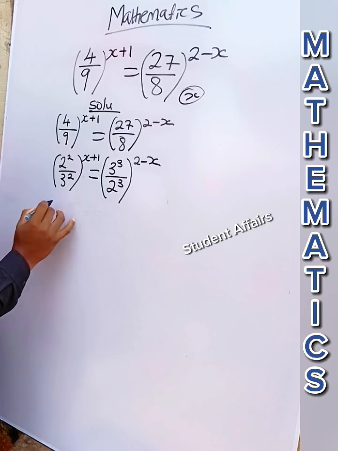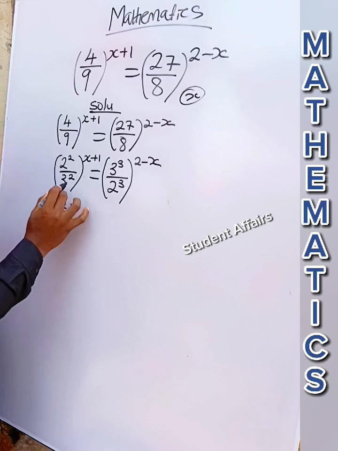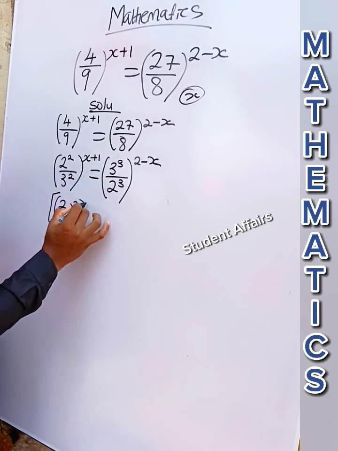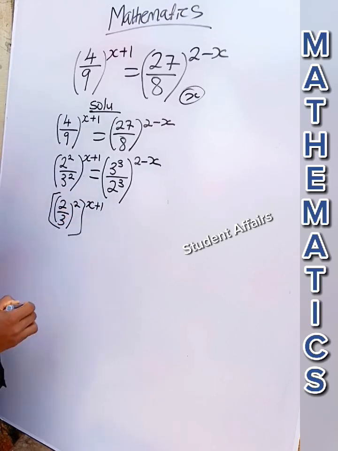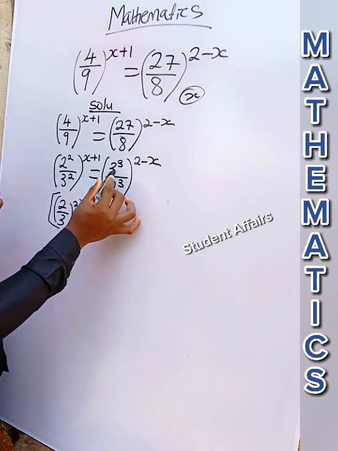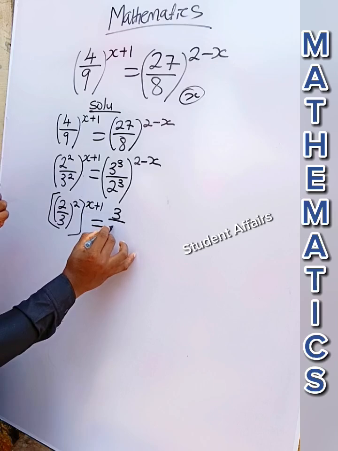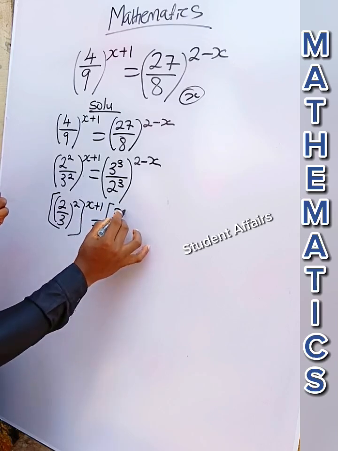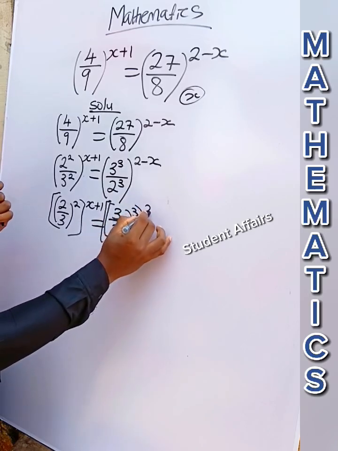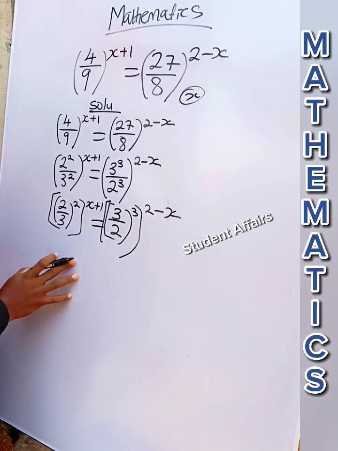In this expression, we now have ((2 over 3) all raised to power 2) all raised to power x plus 1. Are you following? Equals, we're also going to apply that expression here: ((3 over 2) all raised to power 3) all raised to power 2 minus x. Are you following? All right.